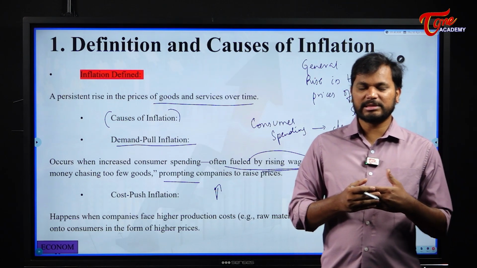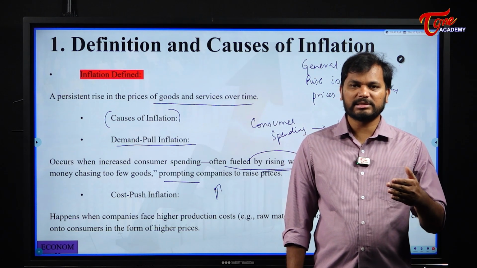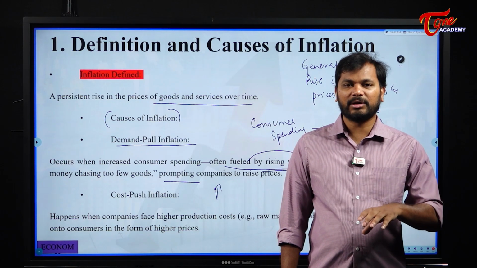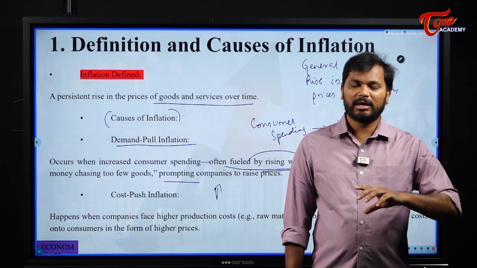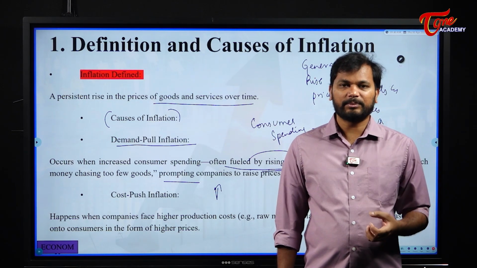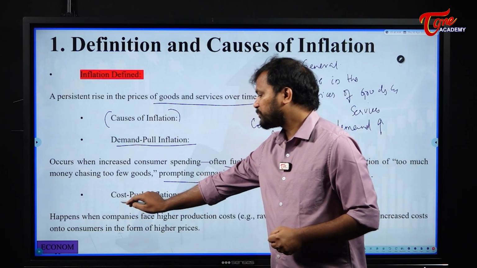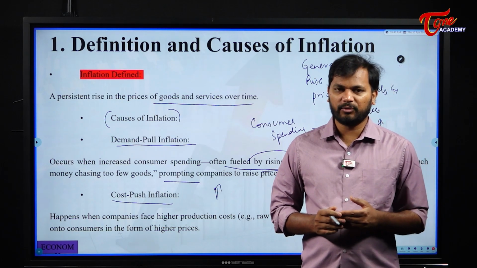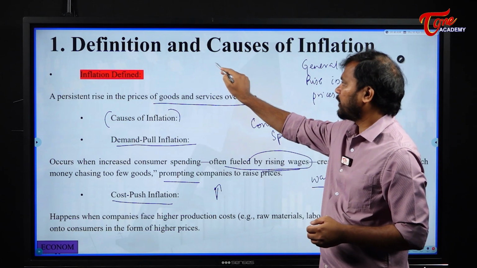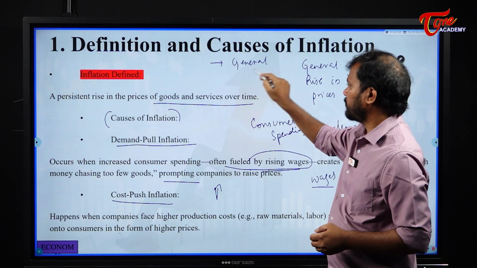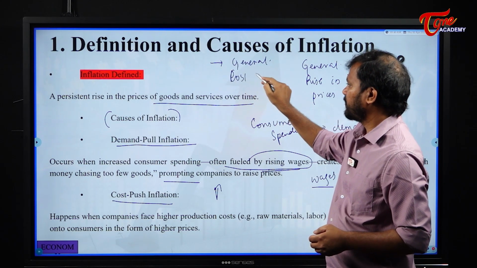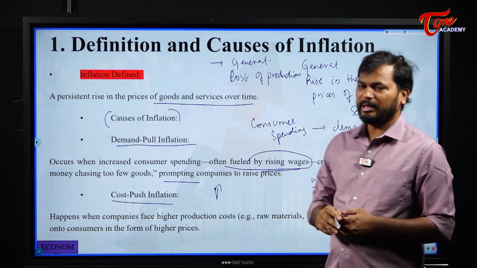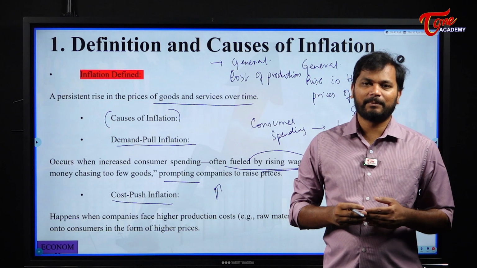Demand pull inflation is the scenario where the prices of goods and services increase because of the high demand that is created within the economy because of the increased wages or the decreased supply of that particular good. Next, cost push inflation. Cost push inflation is the scenario where if the general cost of production increases, that cost of production will be reflected in the final price of the particular good.